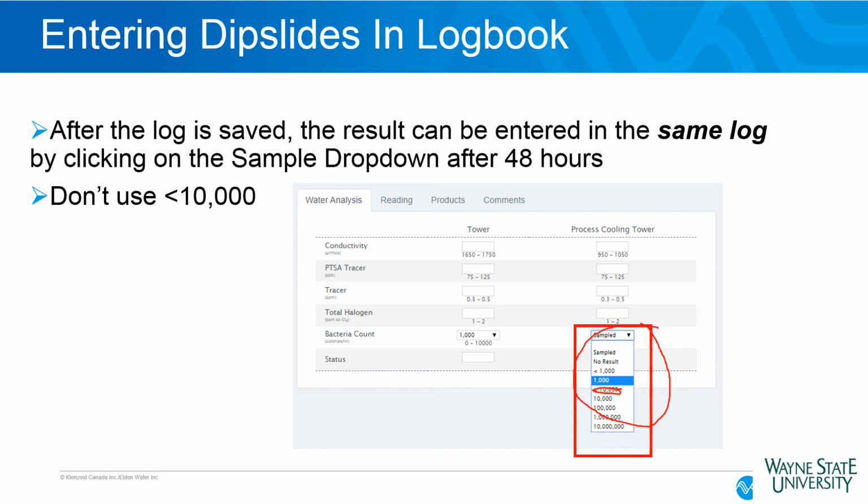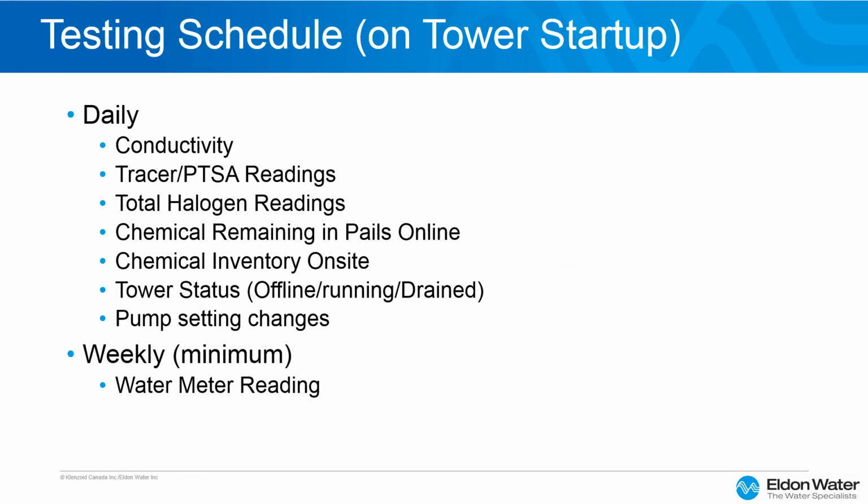If there's any questions on that, please let me or Beth know. From a testing schedule, same as last year: connectivity, tracer PTSA readings, total halogen, free halogen as well if you have a chlorine table. And then the chemical inventory, the chemical remaining in pails on site is really important. This will help us get inventory to you if there's a stock out for whatever reason. If the world shuts down with COVID-19, I mean, it was literally a Chinese plant explosion last year, and it's a pandemic this year. I mean, I think the force majeure on Wayne State is there.